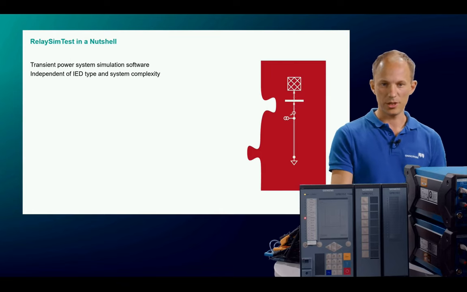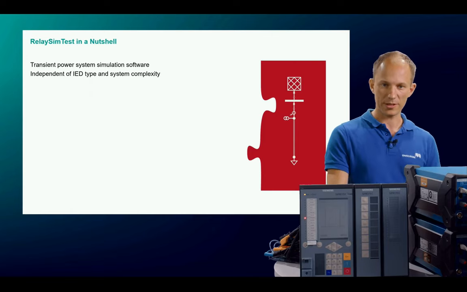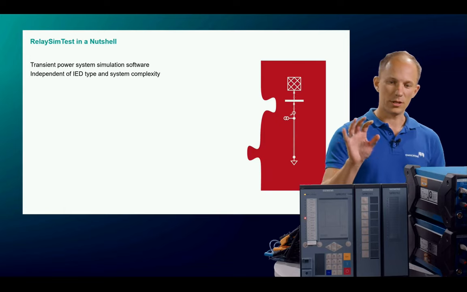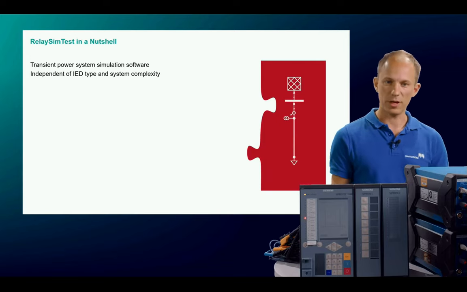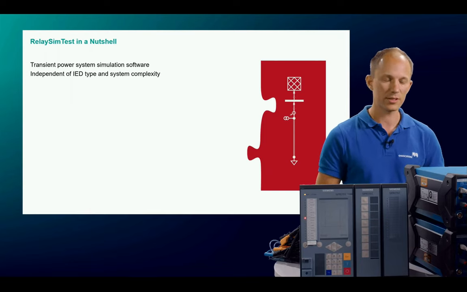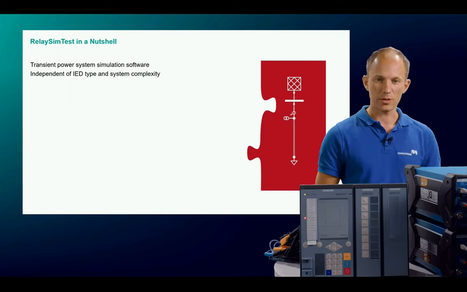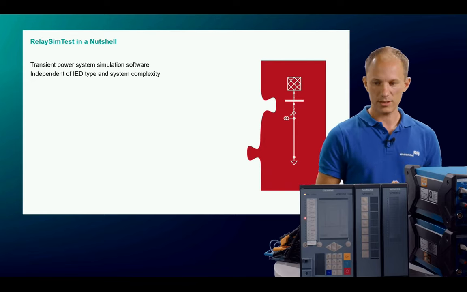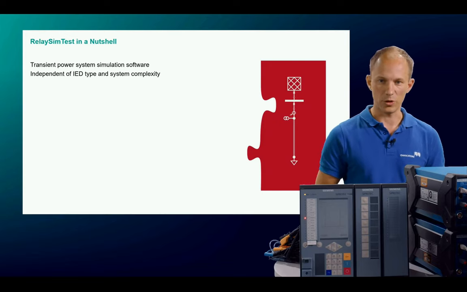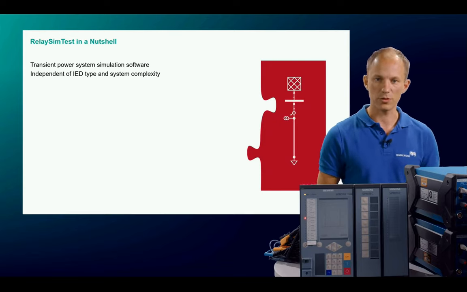We do this simulation independent of the IED type or the overall system complexity. So we don't care if that's now a SIPROTEC 4 or a SIPROTEC 5 device, or if it's now this 7VU or a distance protection relay, whatever, because we want to test the overall protection system. For example, in that case, if the line is protected with an overcurrent protection function, if this protection relay is working properly.